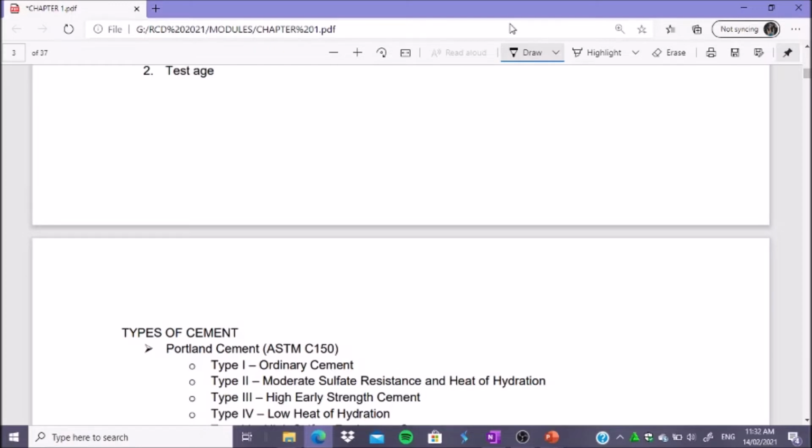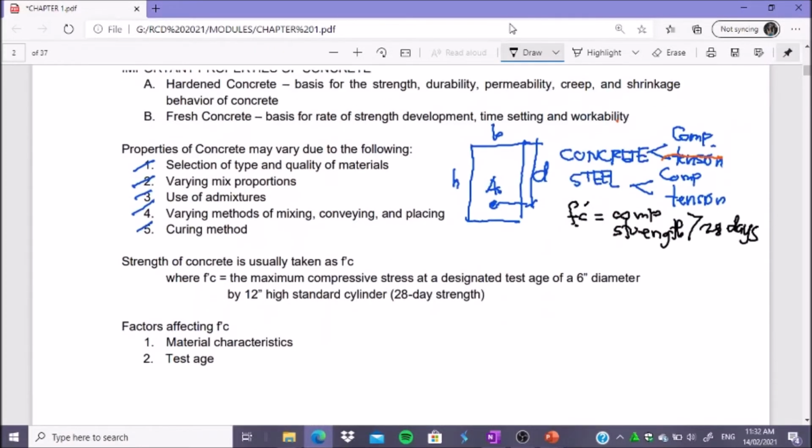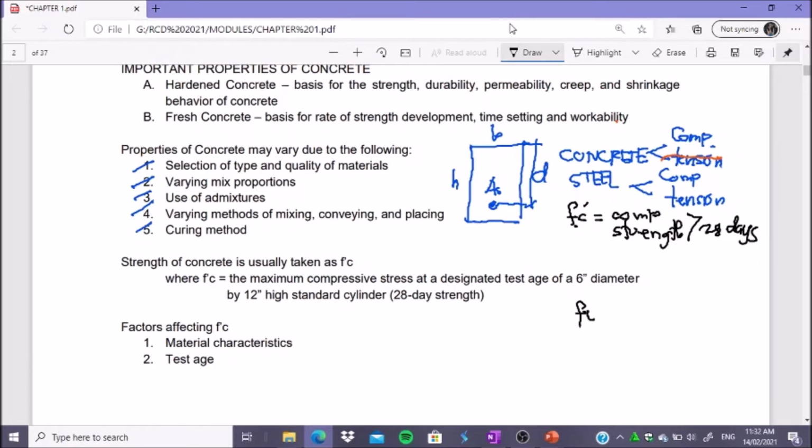Now for steel, the strength of steel is defined by its yield strength, fy. And actually, the designation should be with the letter fy. And also we have fu.